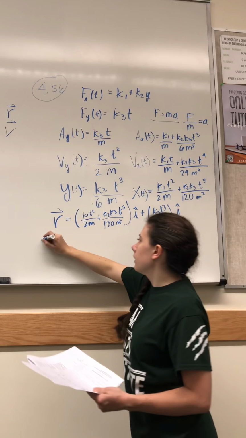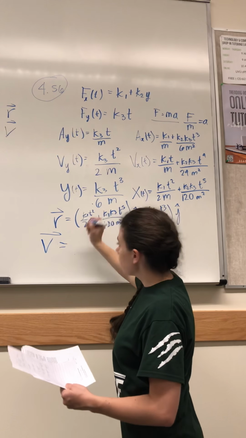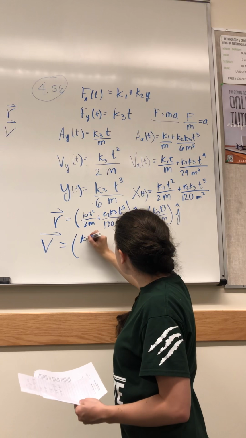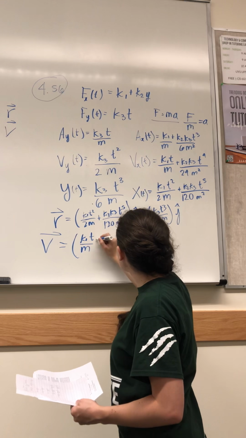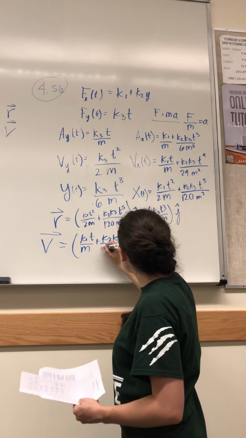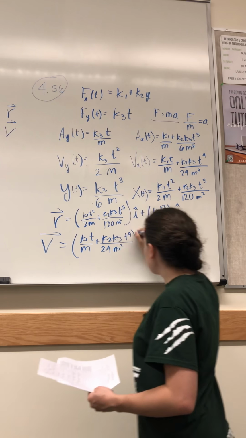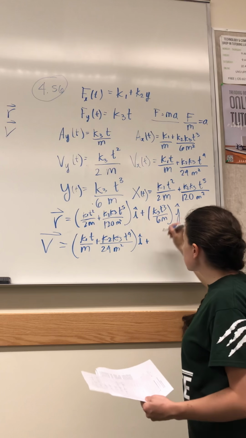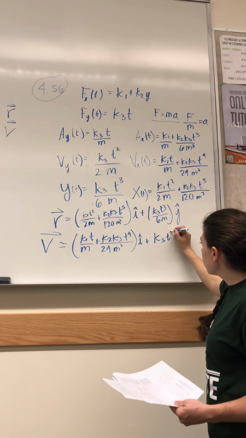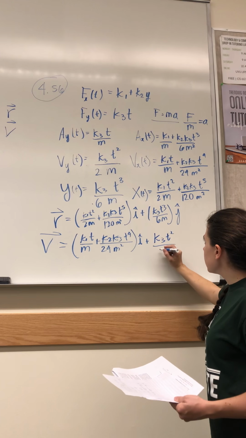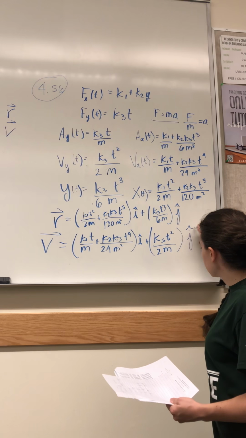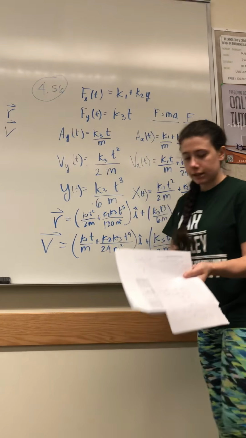And then the velocity vector is just what we have up here. So for the x, it's k1 t over m plus k2 k3 t to the 4th over 24 m squared i hat plus what we have for the velocity y component, and that's k3 t squared over 2m j hat. And that is the answer.